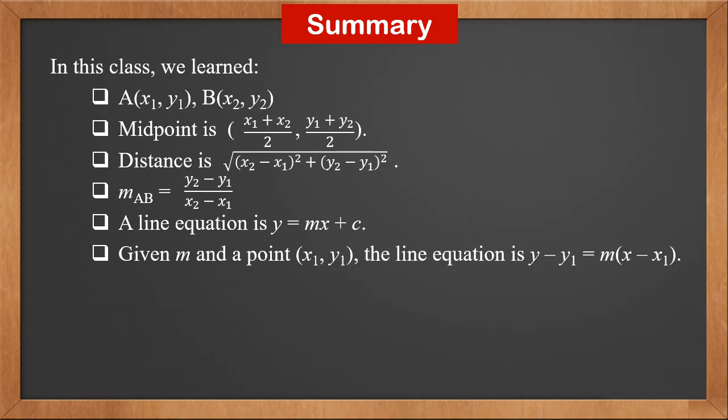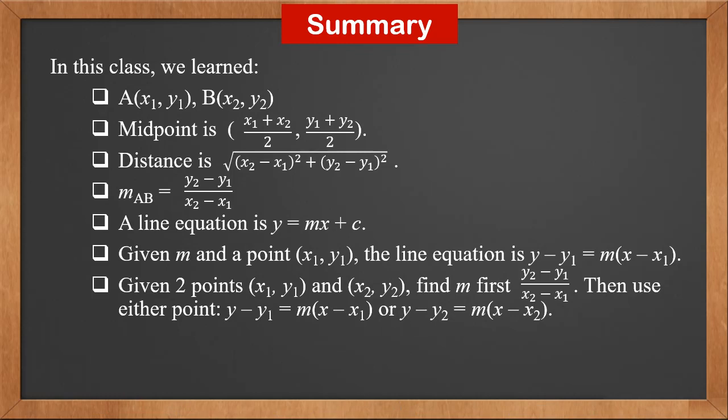Given the gradient m and a point on the line (x1, y1), the line equation is y minus y1 equals m times (x minus x1). Given two points (x1, y1), (x2, y2), find the gradient m first, which is (y2 minus y1) over (x2 minus x1). Then use either point to find the line equation. It is either y minus y1 equals m times (x minus x1), or y minus y2 equals m times (x minus x2).